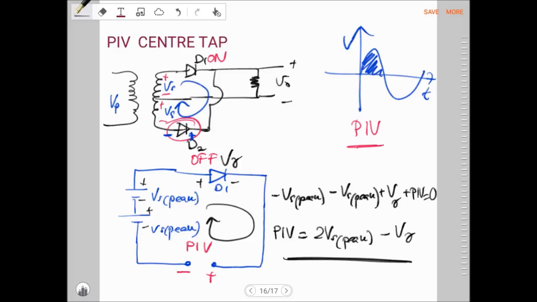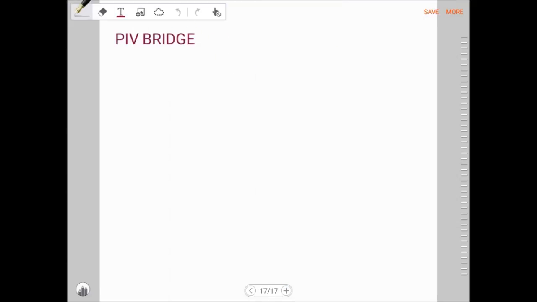It's much simpler if you understand. Okay, good. Now let's look at the final one, the peak inverse voltage for the bridge.